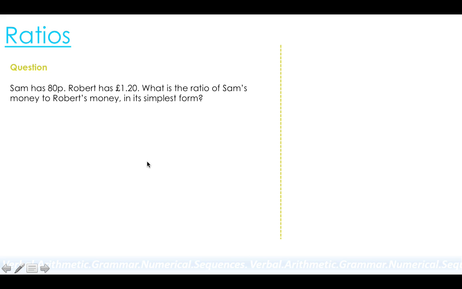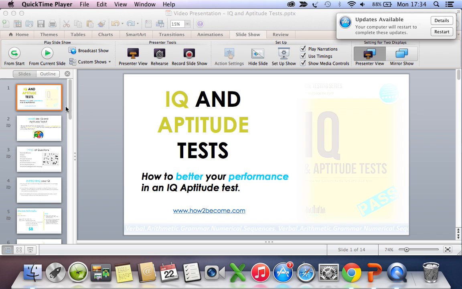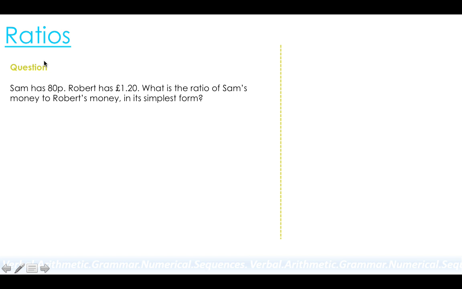So let's move on to a different type of question, and these are ratios. The question here says Sam has 80p, Robert has £1.20. What is the ratio of Sam's money to Robert's money in its simplest form?